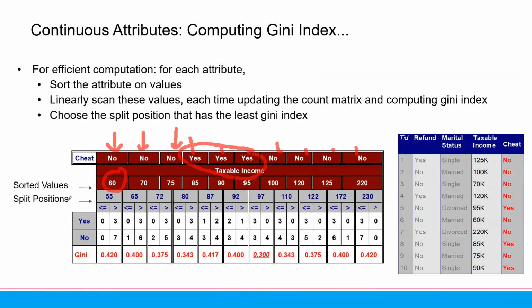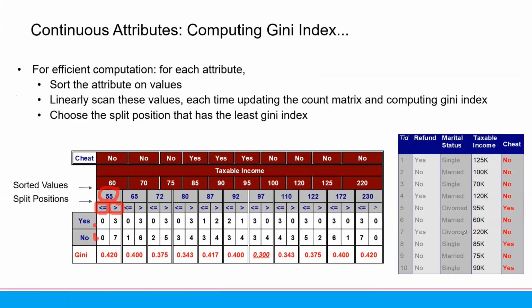So we need to check based on the splitting position. Let's say we have 60, so I put the value 55. After I have the value 55, I need to check how many yes and no if it is less than or equal to 55. How many yes and no, because this is a count matrix. And how many yes and no if it is higher than 55.